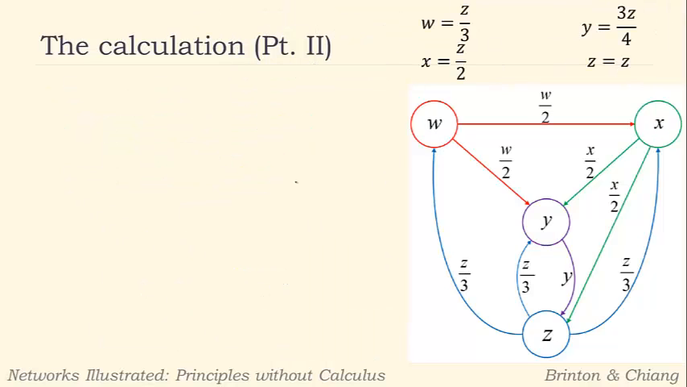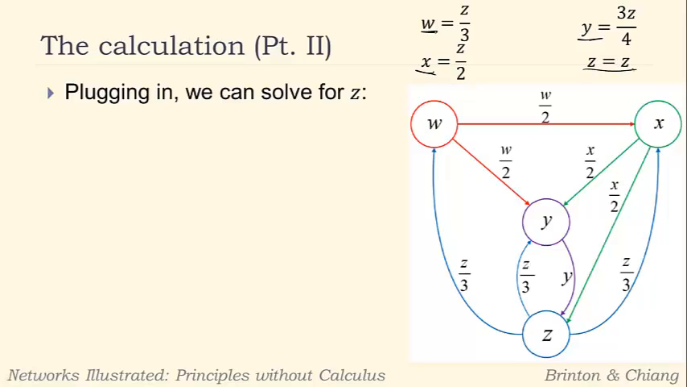So moving along then, we can tabulate our equations again. Now we'll just tabulate the reference equations because those are much easier to work with. And z equals z, obviously. So plugging in, we can solve for z. Remember, we had w plus x plus y plus z equals 1. Now w is z over 3. So we have z over 3 plus x, which is z over 2, plus y, which is 3z over 4, plus z has to be equal to 1.